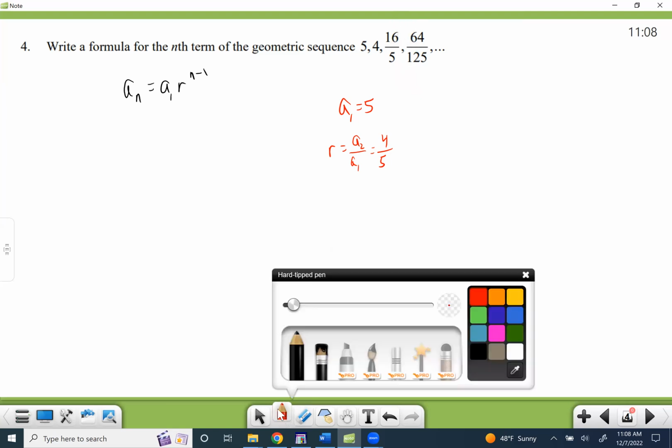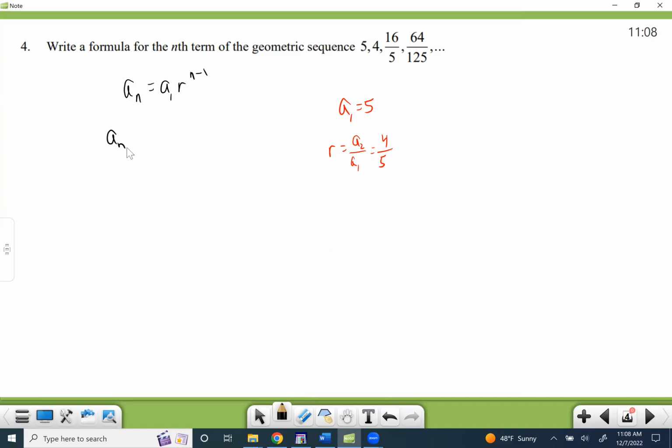Okay, so let's go ahead and substitute n here. So write a formula for the nth term. So a sub n equals a sub 1 times r to the n minus 1. That would be our formula. So now somebody could plug in any n they want and find any term in the sequence.